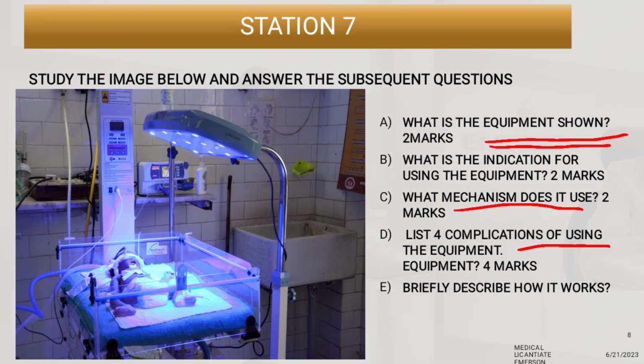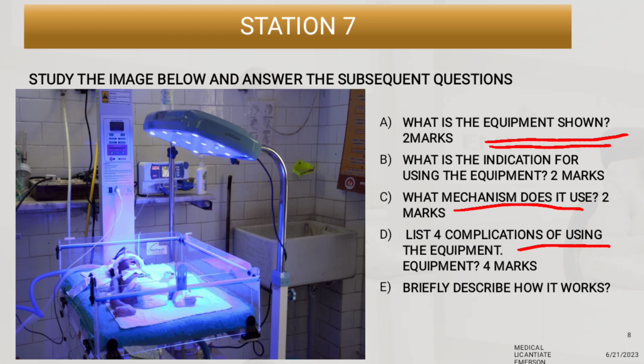And then we can have at least four complications of using the equipment, especially when I'm using it for too long. We can have bronze baby syndrome, diarrhea and dehydration, hypothermia, retinal damage, and potential genetic damage. If the baby is not covered on the genitalia, you can also cause some damage there as well. So those are some of the things.